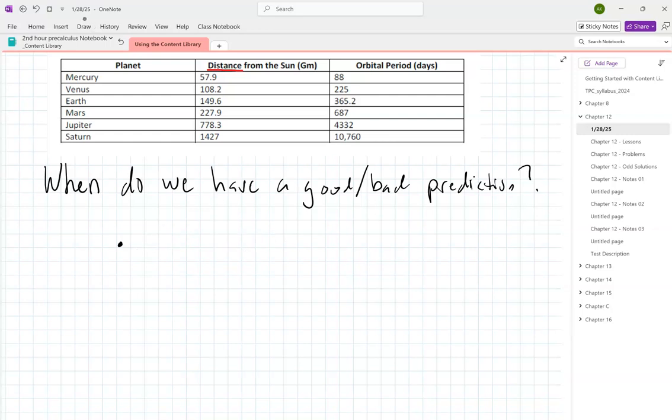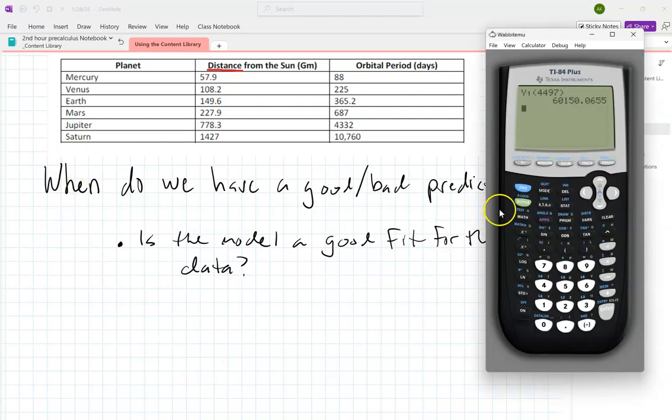Maybe I should say, is the model a good fit for the data? So if I went back, notice the R squared value here is outstanding, right? Definitely got it. Everybody good? Okay.